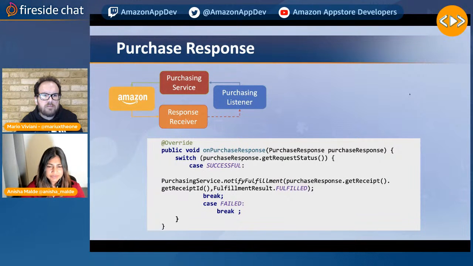So if the request is successful, we will call the notify fulfillment method. Again, this is part of the purchasing service. And once we call that notify fulfillment method, we can send off the fulfillment result of that specified receipt ID that we get. If the purchase response status has failed, this could also just mean that the user has canceled their purchase before completion. So once this is triggered, the response returned by the get purchase updates will further trigger the purchasing listener onPurchaseUpdatesResponse callback that we just saw in the onResume.